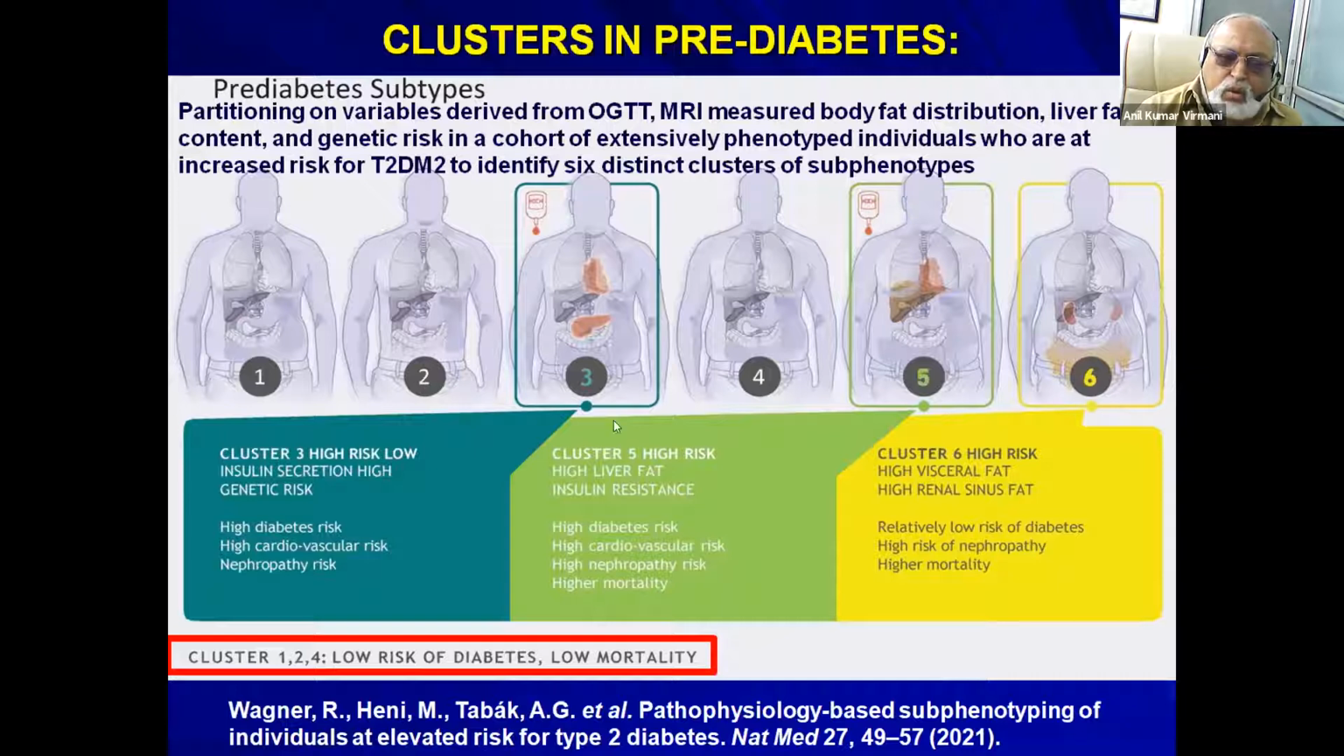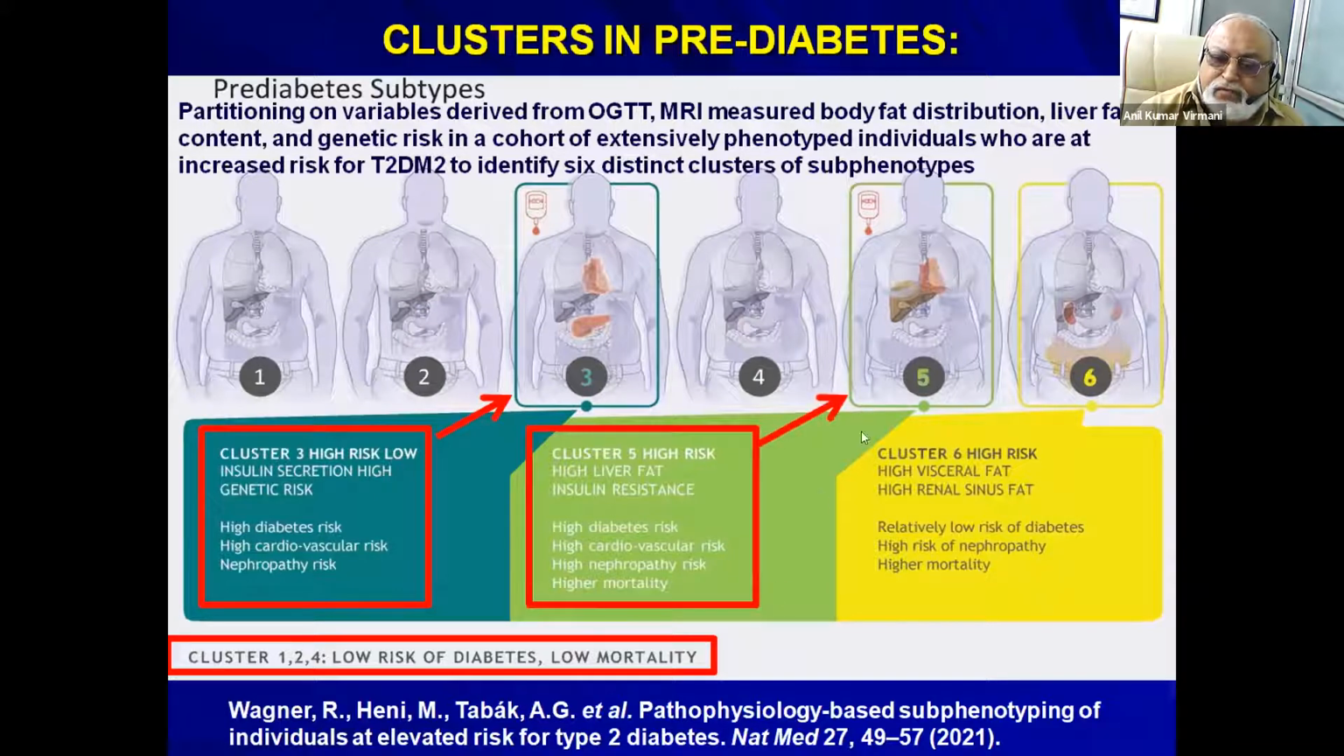Cluster 1, 2, and 4 had low risk of diabetes and low mortality. In fact, 1 was underweight, 2 was normal weight, and 4 was overweight, but all had metabolically healthy biomarkers. If you look at cluster 3, this was a high risk with low insulin secretion. They had a very high genetic risk. Besides having a high diabetic risk, they had a very high cardiovascular and nephropathy risk.